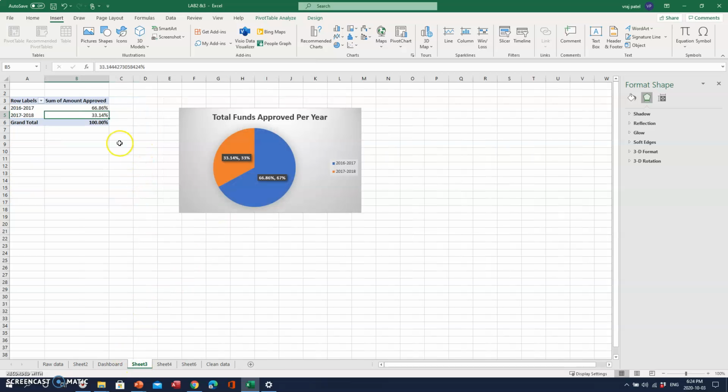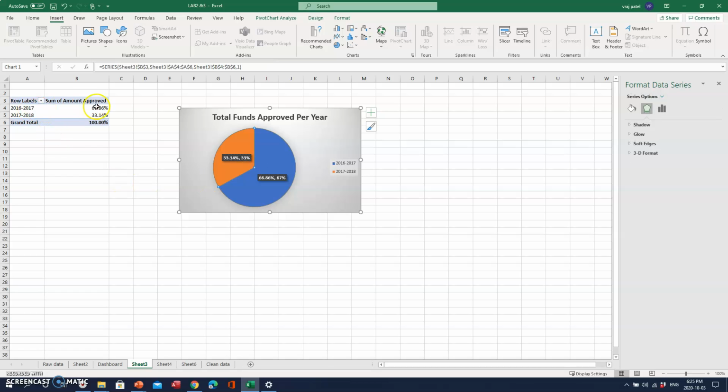The second table which I made is the comparison of 2 years, 2016-17 and 17-18. The first year got the highest amount. So this is comparing between the 2 years. In the first year they got 66% of the grant from the total grant across both years, and 33% of the grant in the other year.